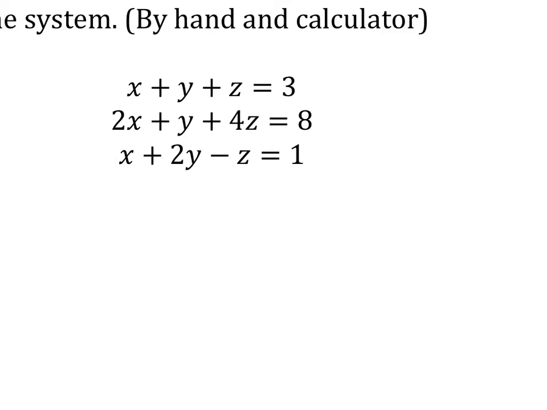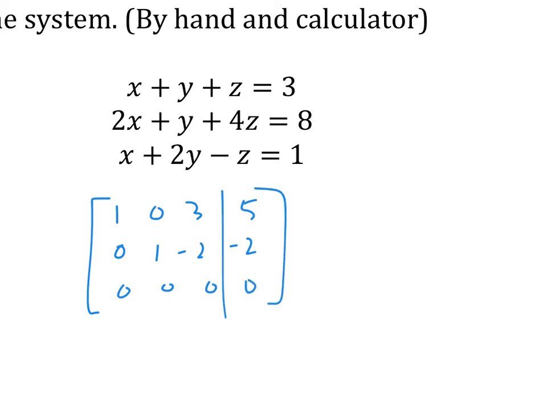Okay, your answer should be something like 1, 0, 3, 5, 0, 1, negative 2, negative 2, and then 0, 0, 0, 0. Right? Okay, well, what does the solution mean when one of them is all 0? Not no solution. Infinitely many solutions. Because what happens is you have 3 variables, you need 3 equations to solve.